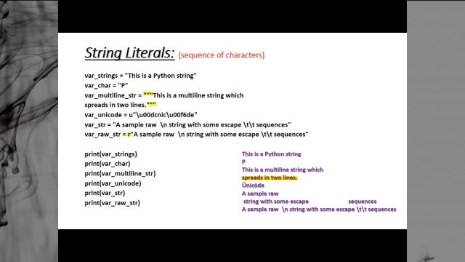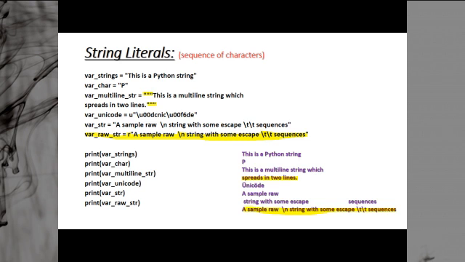Like here, I'm using \n. This is an escape sequence. It means new line. I want to change the line. Here I'm using \t\t. That is horizontal tabs. I want to provide a gap between escape and sequences. But if I print this string, it will be printed as it is without any change. Just see, print variable raw string.